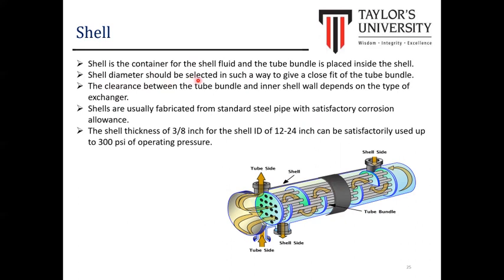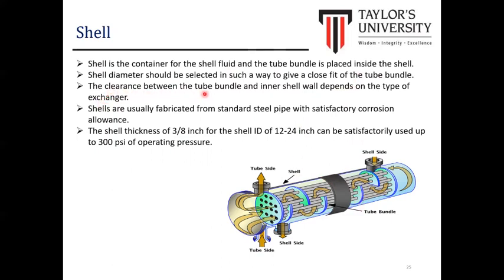Okay, the shell diameter should be selected in such a way as to give a close fit to the tube bundle. Because the design also relates to the cost of developing each piece of equipment, we're going to ensure that the shell diameter is selected in such a way to give a close fit. So basically the shell should give a close fit to the tube bundle.